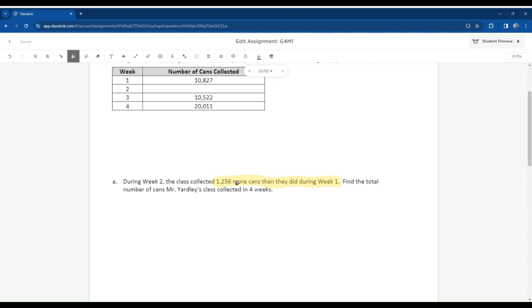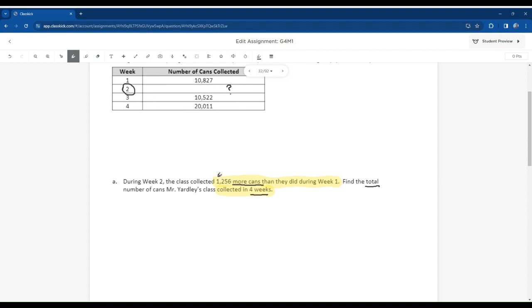Now, I've always found that this sort of verbiage here, more cans, tends to trip students up. So I hope that I can help you guys out here. Find the total number of cans Mr. Yardley's class collected in 4 weeks. So really we have two jobs here. First things first is we need to figure out how many cans were collected in week 2, and then we need to figure out the total number of cans in all 4 weeks. So let's tackle trying to find the amount of cans collected in week 2.